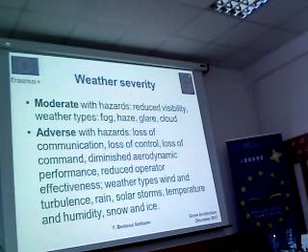So for the moderate hazards, we have to take care about the reduced visibility, the weather type. If we have fog, cloud, haze, glass. So for example, fog. The fog will affect our visibility. So when we have some fog condition, we should not fly our drones.